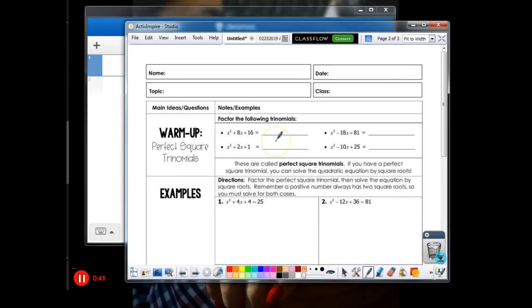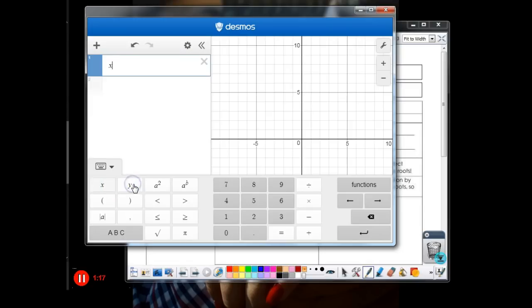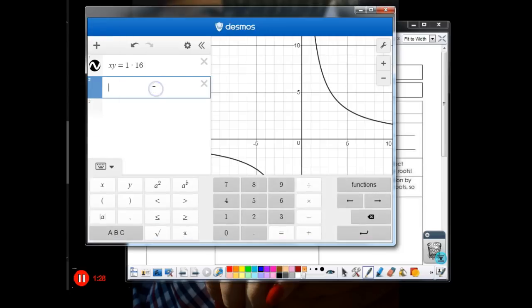So here I have x squared plus 8x plus 16. So, I'm not going to draw my box. Well, yeah, I can draw it right here. Okay? And so what goes where? So x squared in the top left, and then 16 bottom right. Good. So then I need my two equations, right? xy equals, and then x plus y. So what does xy equal? So good. So xy equals 1 times 16. And then x plus y equals what? My middle term, right? Which is 8. So x plus y equals 8.